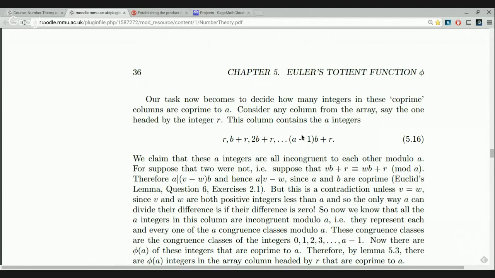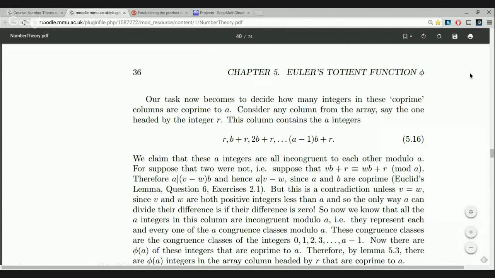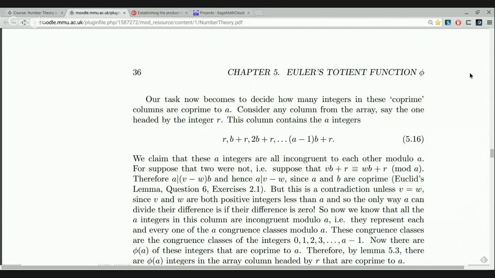So let's look at one of the columns. I was talking there about the first one. That would be where r is equal to 1. So r is one of the small remainders modulo b. r goes from 1 to b, and indexes the column. If we pick one of those columns, it's headed by an integer r. These are all the numbers it contains: r, b plus r, 2b plus r, etc. There's a of these numbers here: 0, 1, 2, counting up to a minus 1. There's a different numbers here.